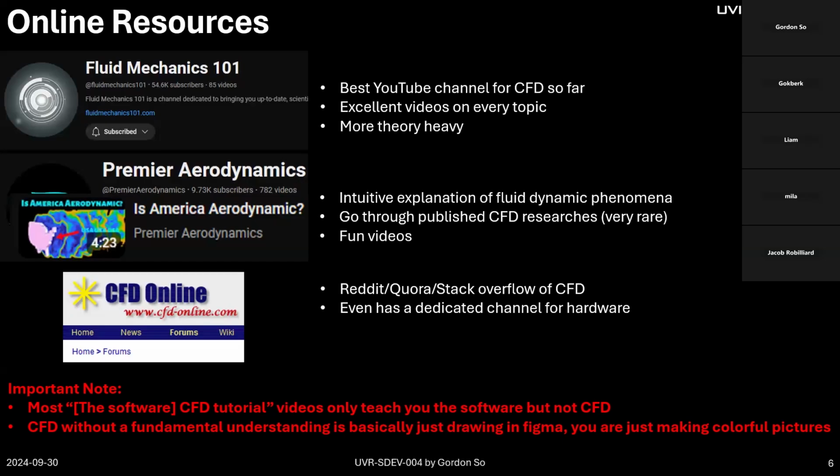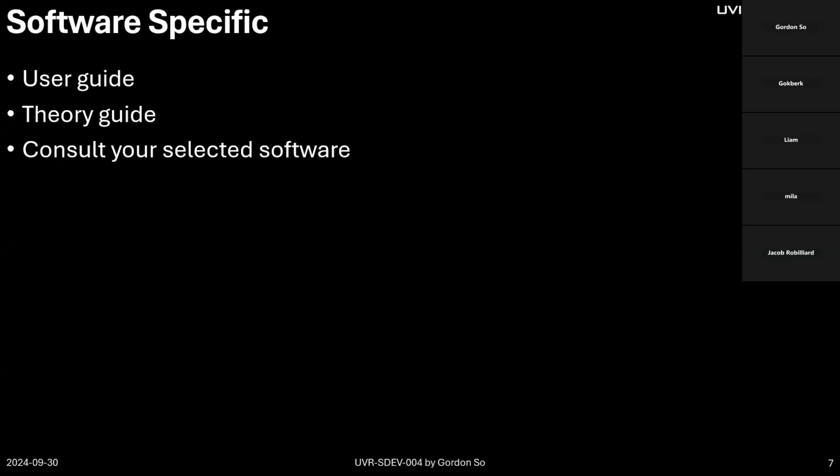And CFD, again, if you don't understand the whole technology and do a CFD, you're basically just MS Paint-ing it. It's basically drawing on a whiteboard, the same thing. If you're with the design team, it would be like drawing in Figma, because you're just making colorful pictures and they're not meaningful.